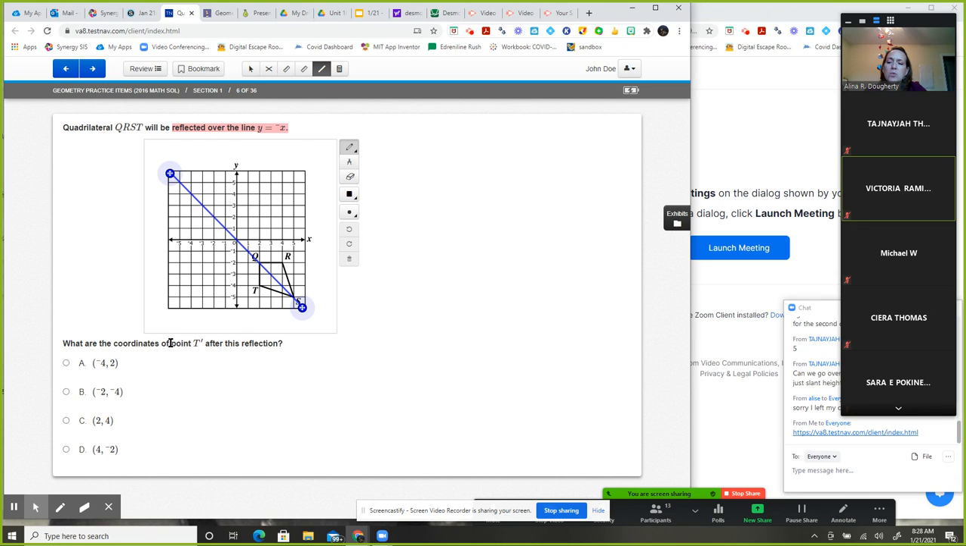I want to know what's the coordinate of T after that reflection. So T walks 1 over and then 1 over. That's going to be my coordinate right there. If I want to put a dot on it, I definitely can, right? Is it going to grade my green dot that I just put on there? It is not. I still have to select my answer choice. That's going to be positive 4, negative 2.